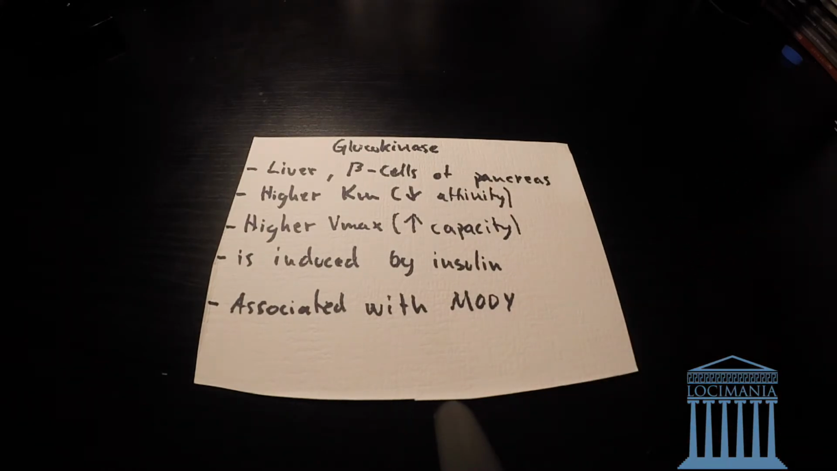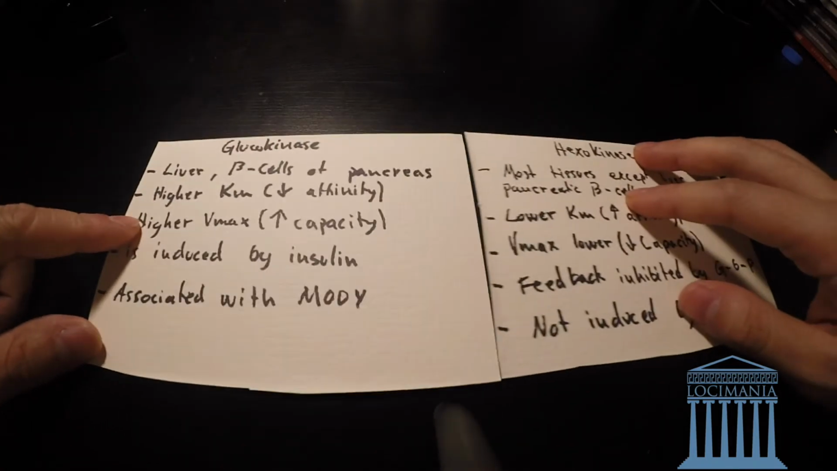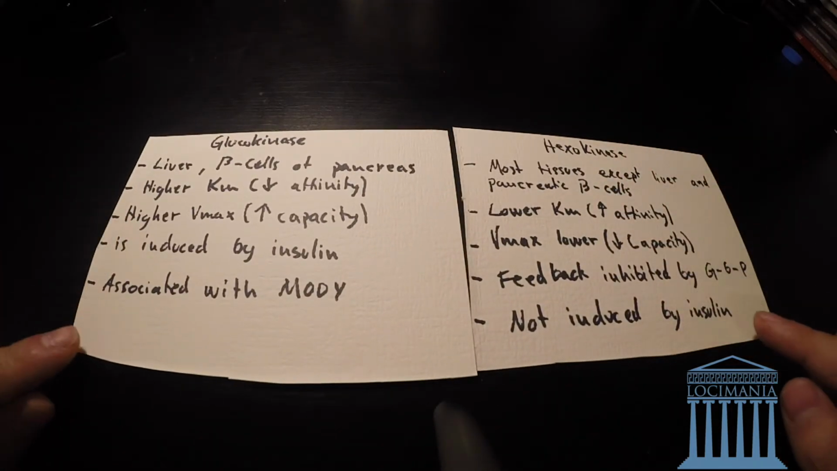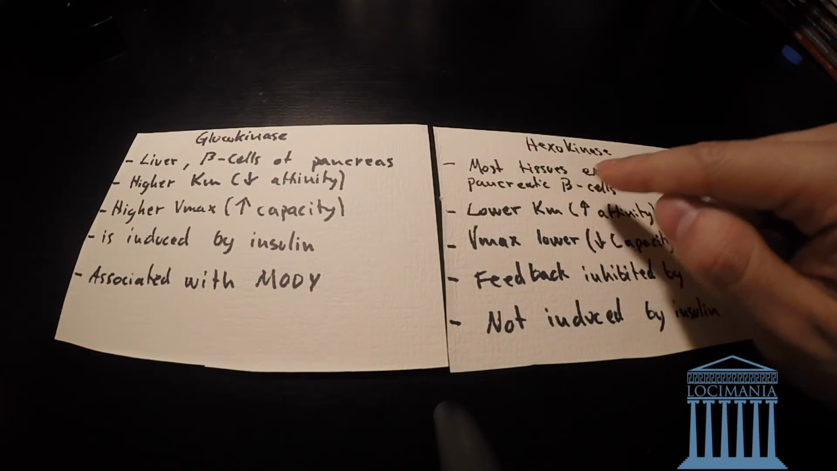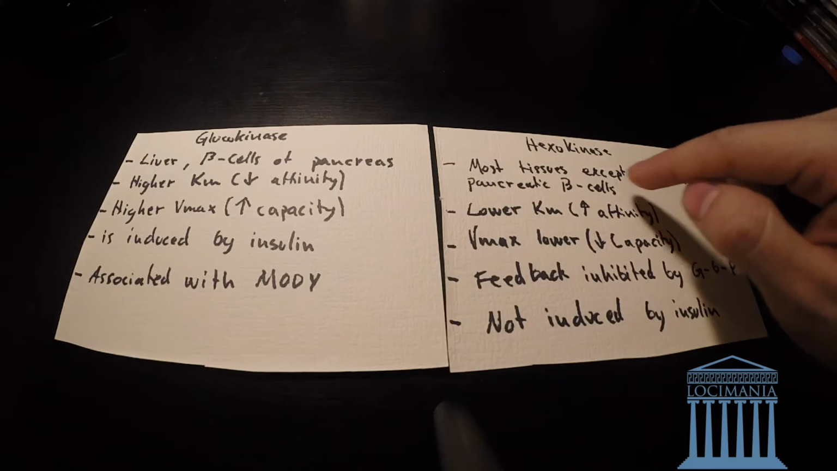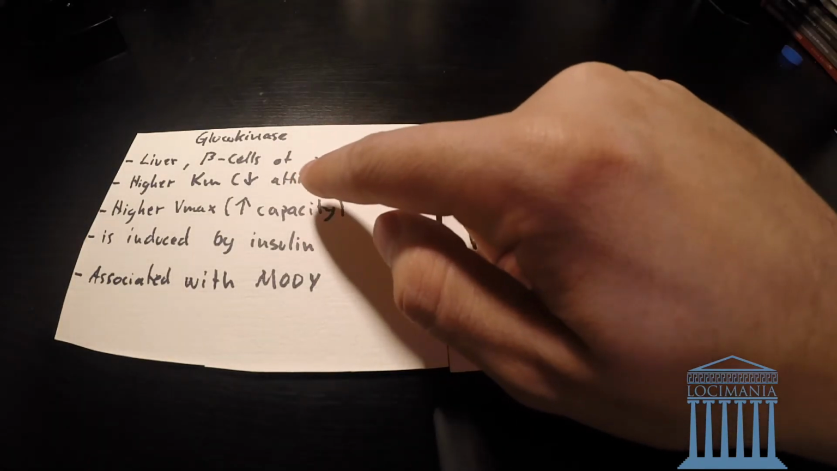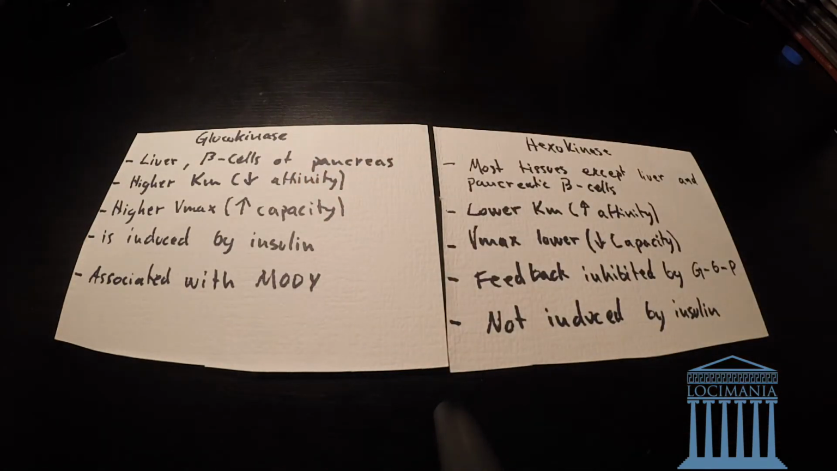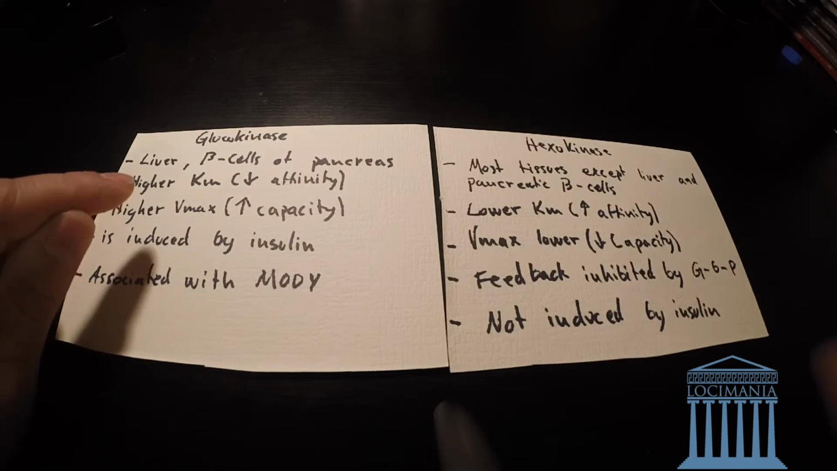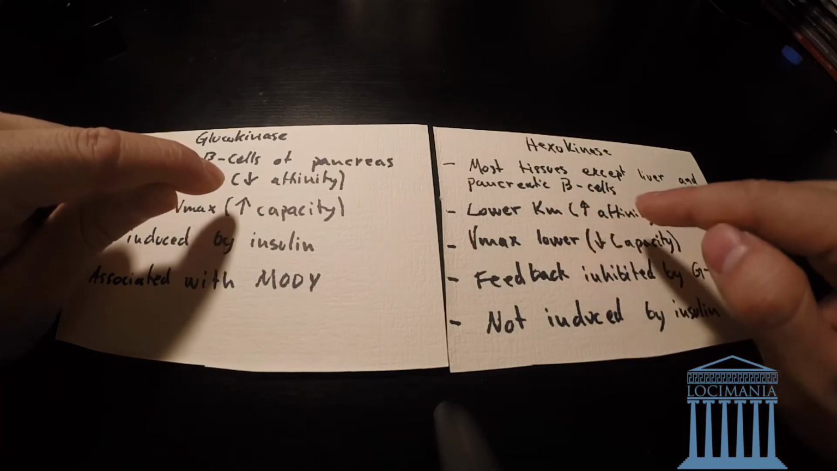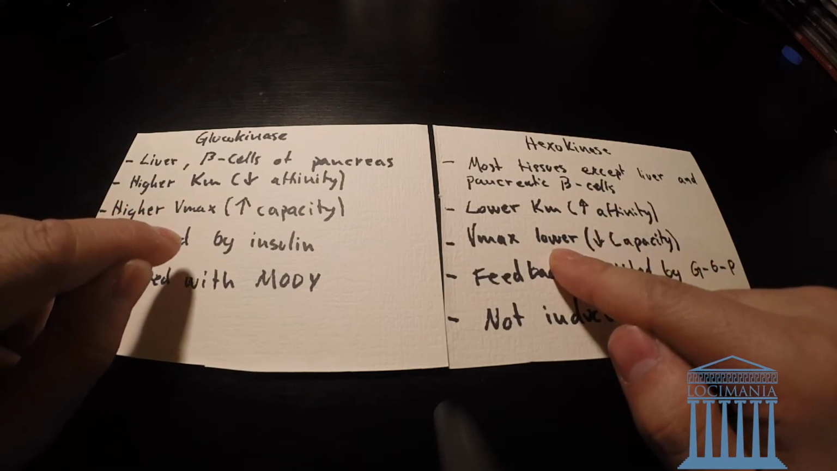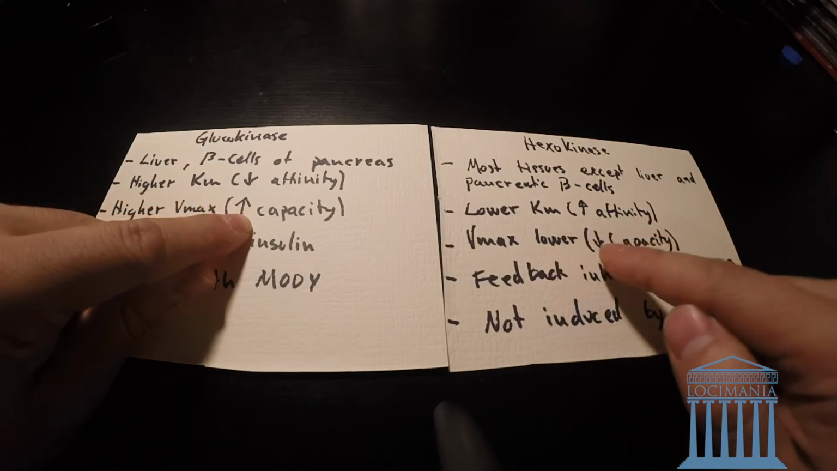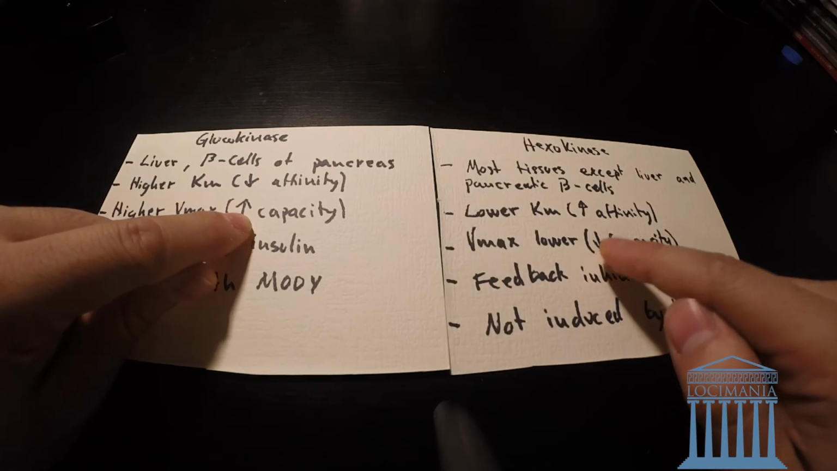So let's see some differences here between those two. Here we go. Hexokinase, most tissues, except liver and pancreatic beta cells. Glucokinase is in the liver and beta cells of pancreas. Higher Km, lower Km. Lower affinity, higher affinity. Higher Vmax, lower Vmax. Increased capacity, decreased capacity.